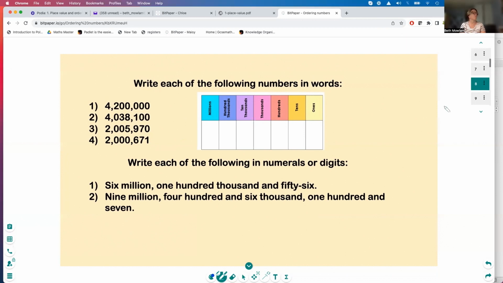So then the next part, we need to use these tables to help us write each of the following numbers into words.